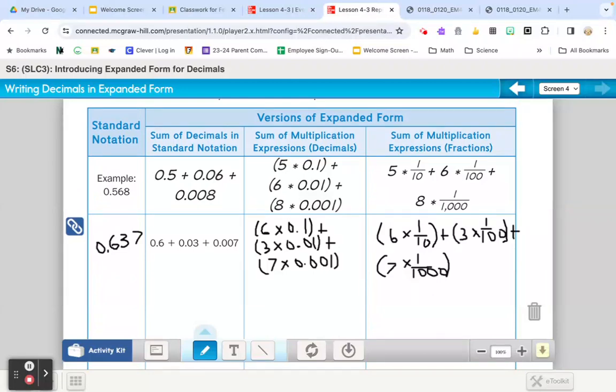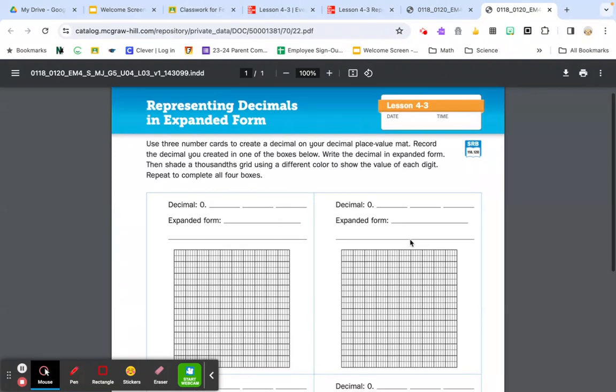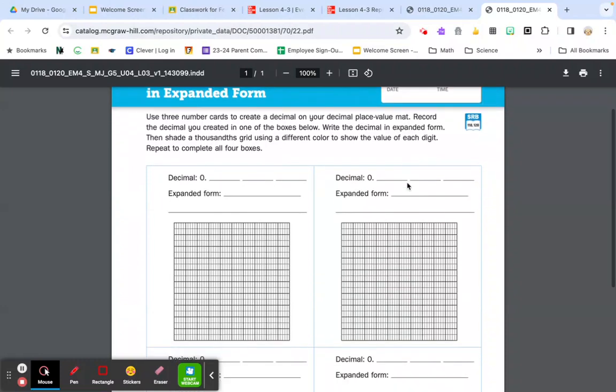All right, now that we've spent some time working out the expanded form, your next order of business is to turn to page 119. And 119 says you are going to practice writing expanded form and shading the decimals by using 3 number cards to create a decimal on your decimal place value mat. Record the decimal you created in one of the boxes below. Write the decimal in expanded form, then shade a thousandths grid using a different color to show the value of each digit. Repeat to complete all 4 boxes. So this is just like the math message.